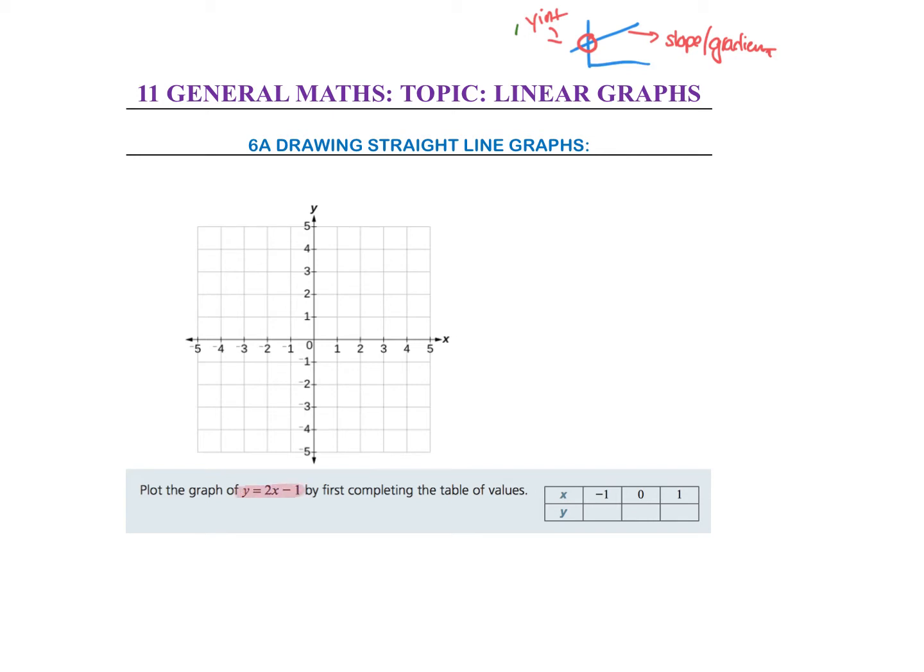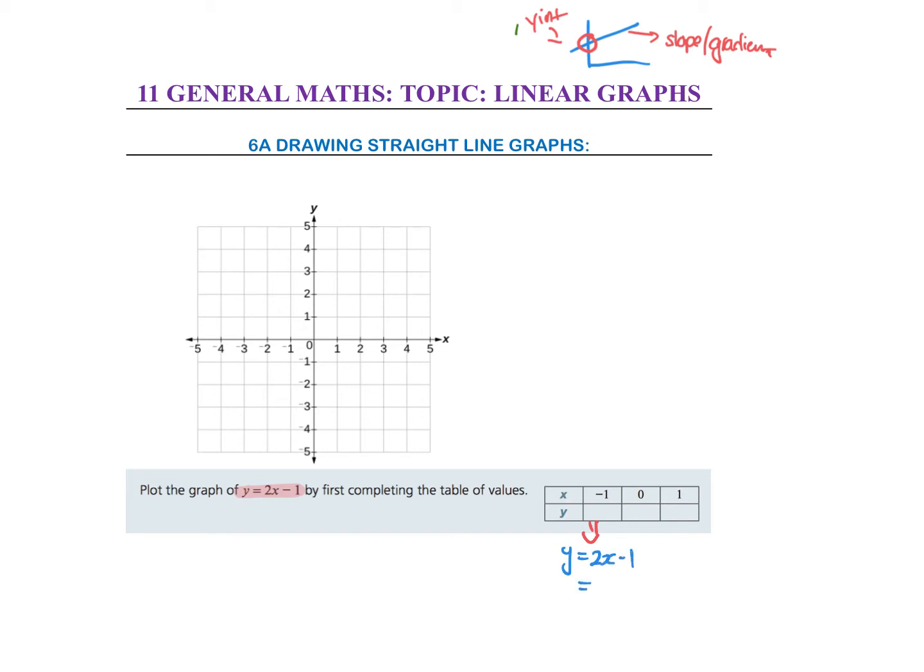So down here, they're asking me, here's the equation, and they want us to plot it on the graph. What we could do is have a table of values, and when x is a certain number, we can find out what y is. So if you look here, we're going to use the formula. The formula is y equals 2x minus 1.